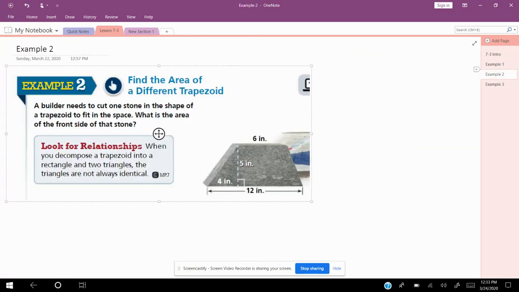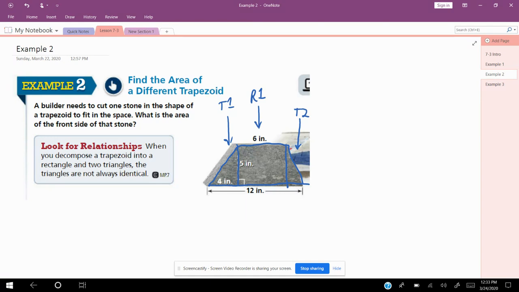A builder needs to cut stone in the shape of a trapezoid to fit in the space. What is the area of the front side of the stone? So here is the front side of the stone. First thing I'm going to do, I'm going to try to break it up into rectangles and triangles. So there's a triangle. I'll call that triangle 1. I could move that there. There's a rectangle. I'll call it rectangle 1. And then there's another triangle. I'll call it triangle 2.